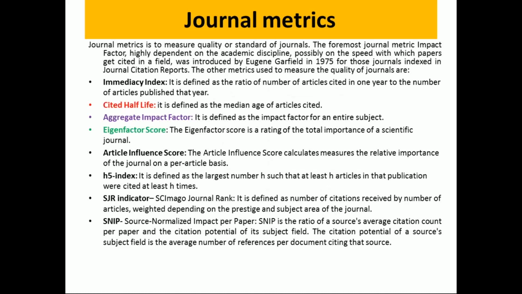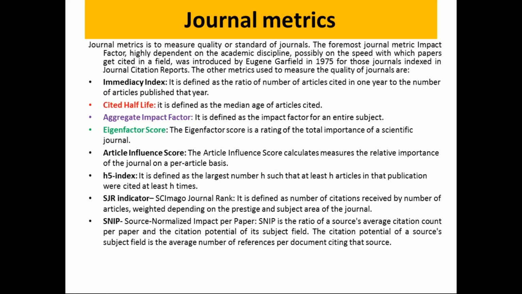Besides that, there are other metrics. One is journal metrics. Journal metrics aim to measure the quality or standard of journals. The foremost journal metric is the impact factor, which we have seen, highly dependent on the academic discipline, possibly on the speed with which papers get cited in the field. It was introduced in the year 1975 by Eugene Garfield for those journals indexed in the Journal Citation Reports. The other metrics used to measure the quality of journals are immediacy index, cited half-life, aggregated impact factor, Eigenfactor scores, article influence score, H5 index.